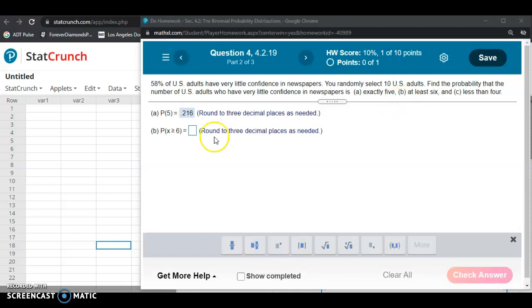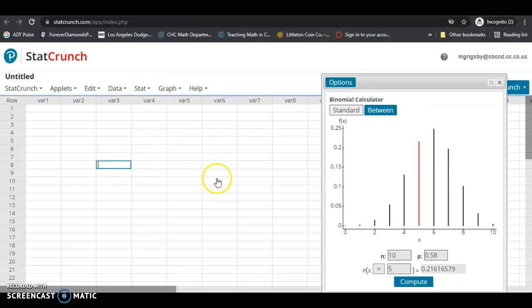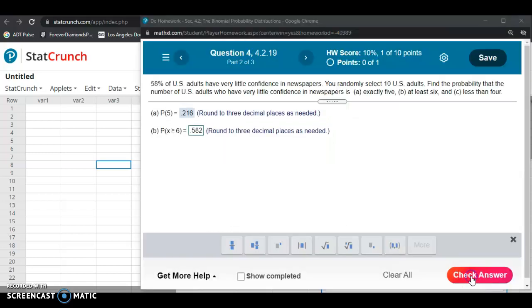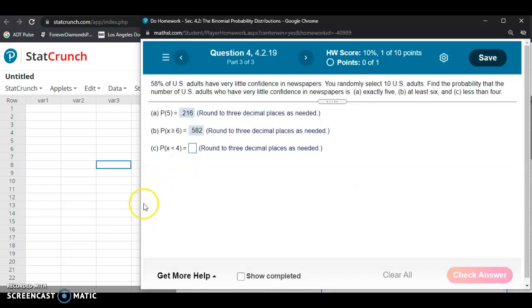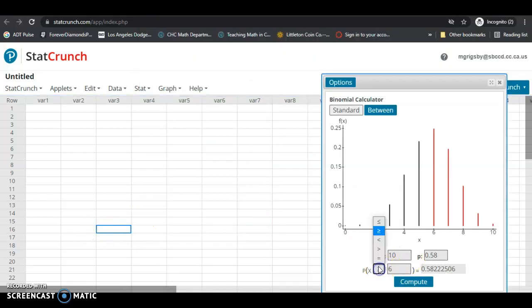On part B, we want to find the probability that at least 6 adults have little confidence in newspapers. So we're going to select greater than or equal to. At least means greater than or equal to. Change that to a 6. Click compute. To 3 decimal places, the probability is 0.582. And for that last one, you would select less than, and then type in the number.